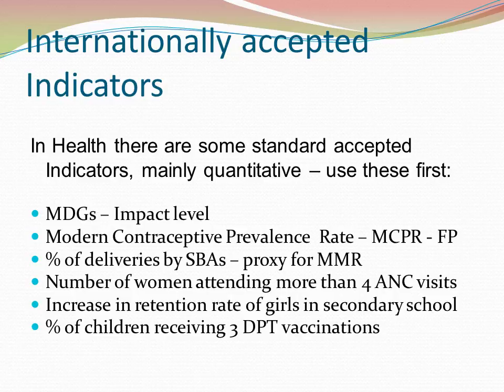In health, there are some internationally accepted indicators, such as the Millennium Development Goals and now the Sustainable Development Goals, which you would use at impact level. There's modern contraceptive prevalence rate for family planning. There's percentage of deliveries by skilled birth attendants, which is a proxy for maternal mortality. The number of women attending more than 4 antenatal care visits is a good output level indicator. Increase in retention rate of girls in secondary school is a good outcome level indicator on an education programme.